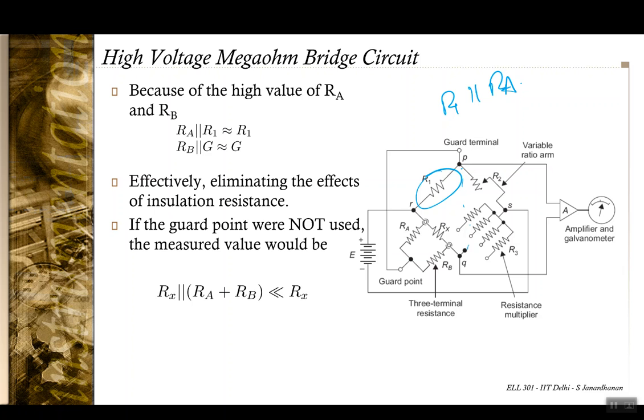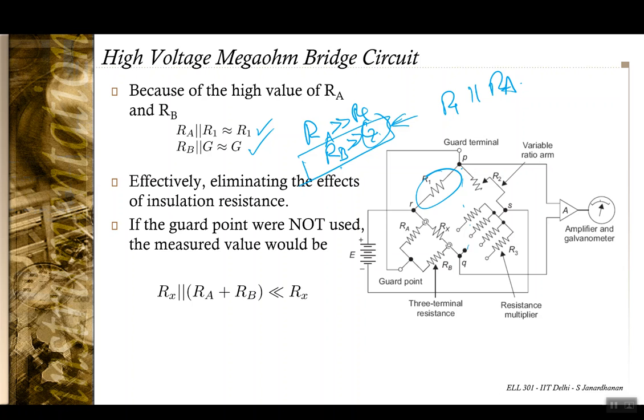But RA is much, much greater than R1, and RB is much, much greater than the galvanometer's resistance. In fact, you need not even consider the second part, because the galvanometer as such is a very low resistance device. So RB will be magnitudes greater than the galvanometer resistance.